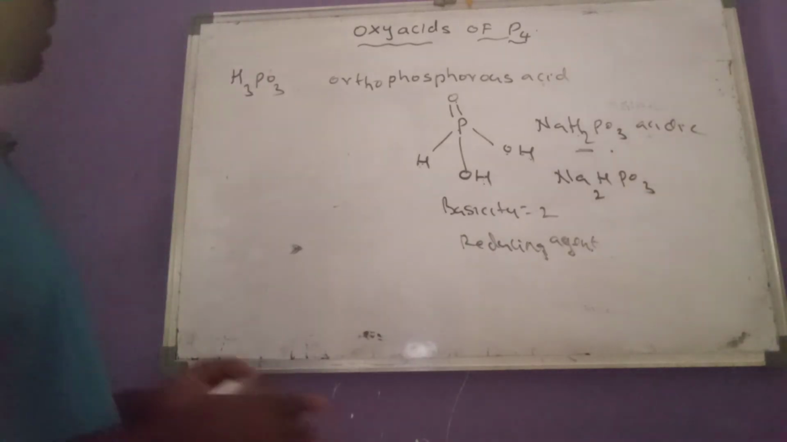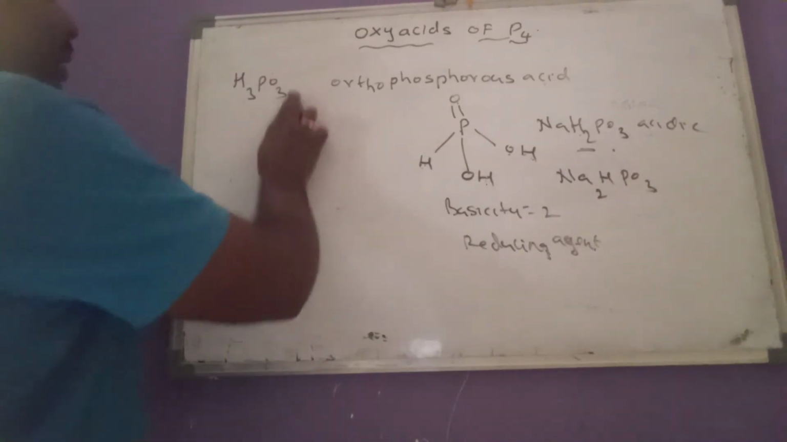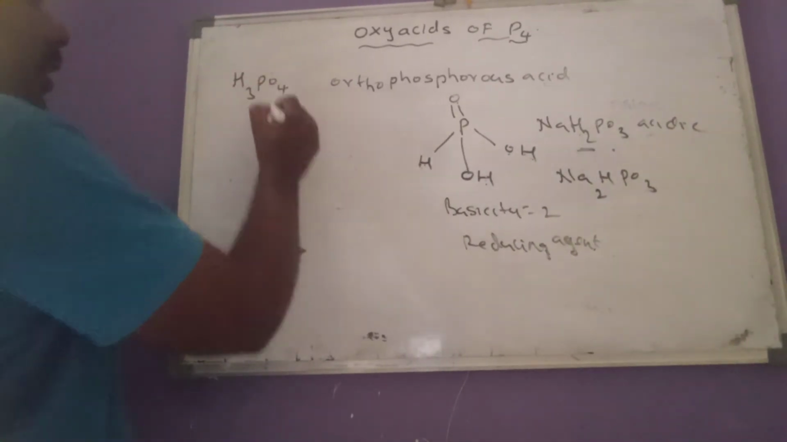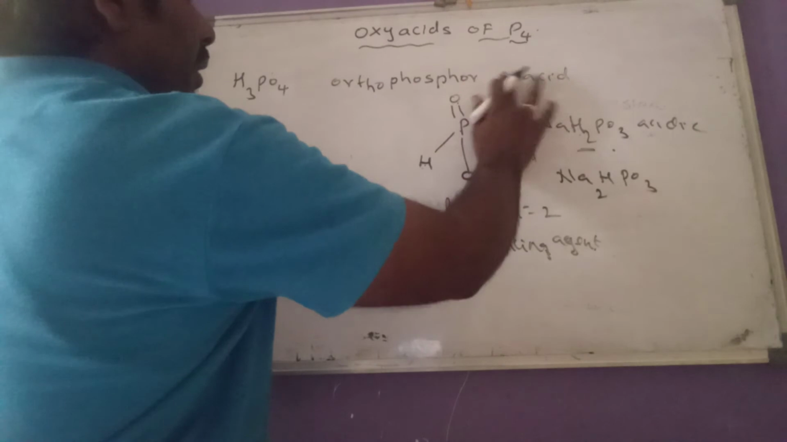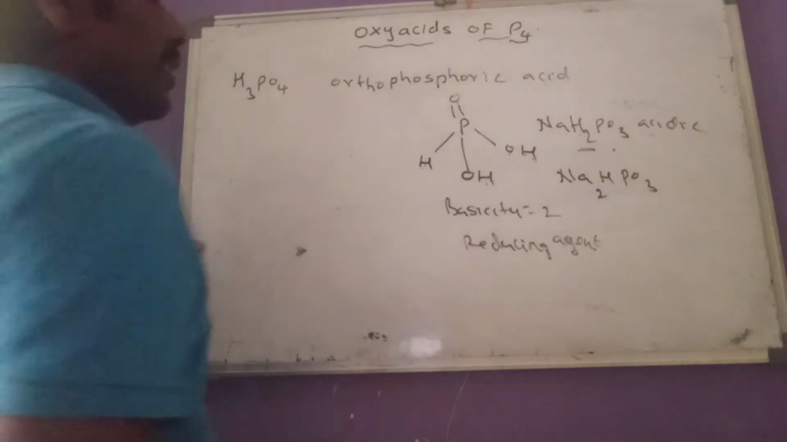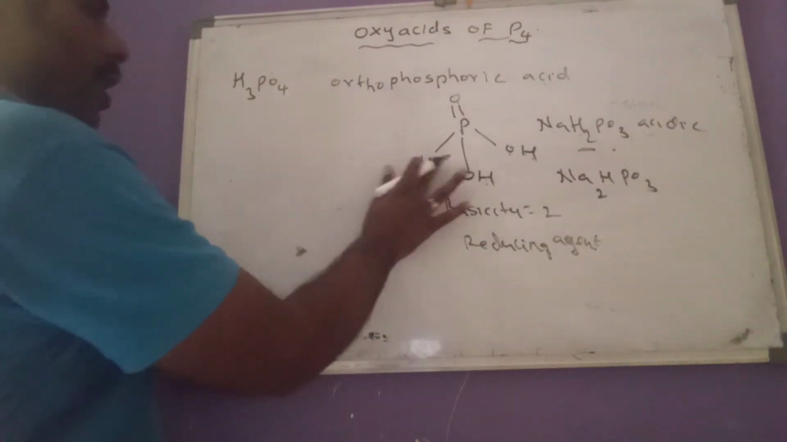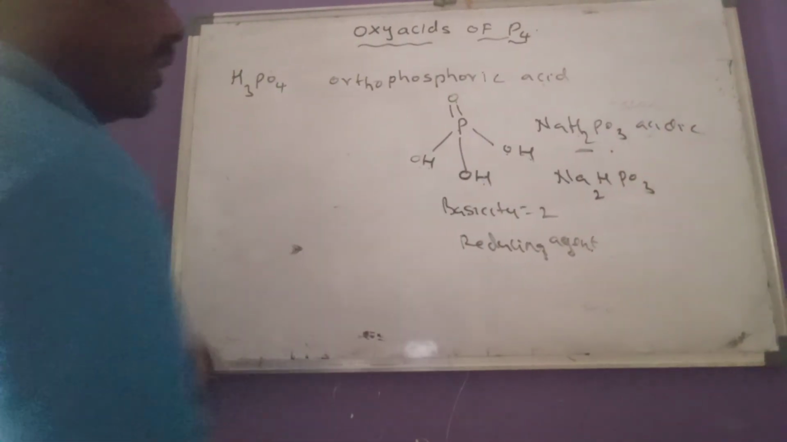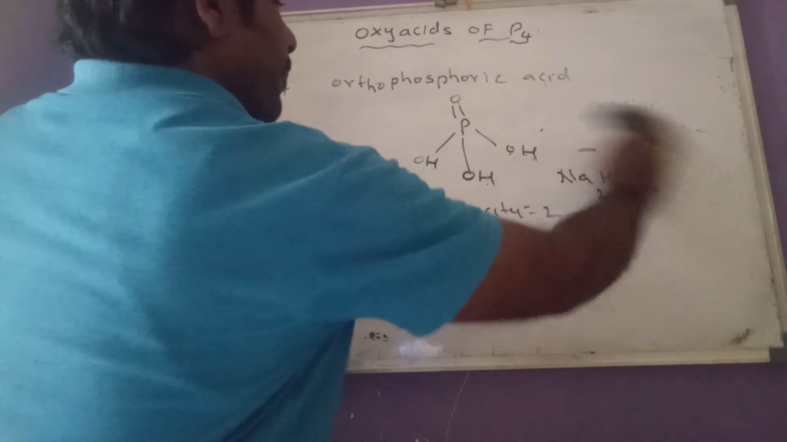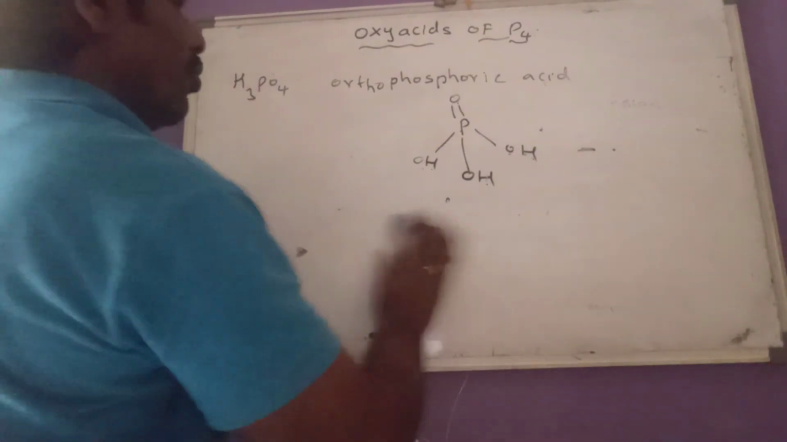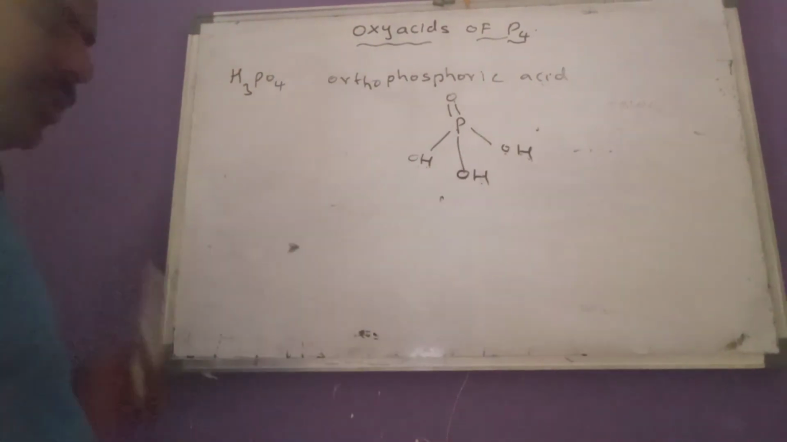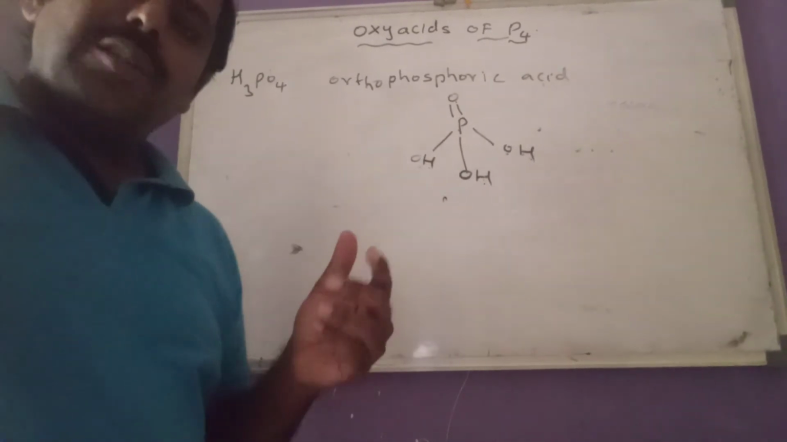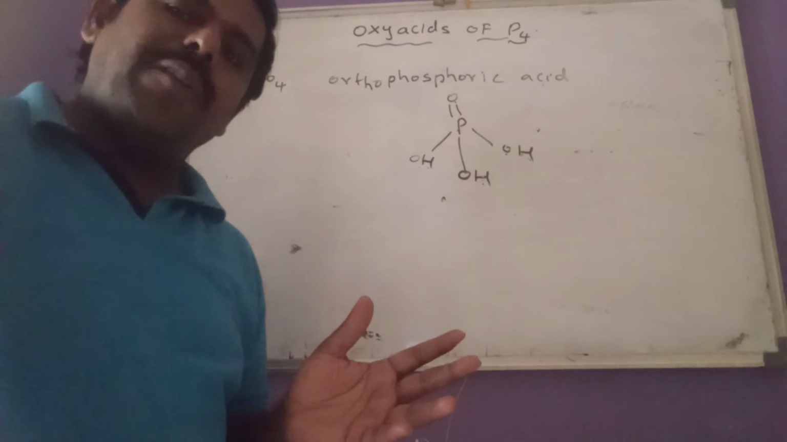Okay, then after this, another one is orthophosphoric acid. What is its formula? H3PO4. Its name is orthophosphoric acid. Now we have to change this one also into an OH group. Now see here, this has a total of 3 OH groups. So what is its basicity? It is 3. That means it forms 3 different types of salts.